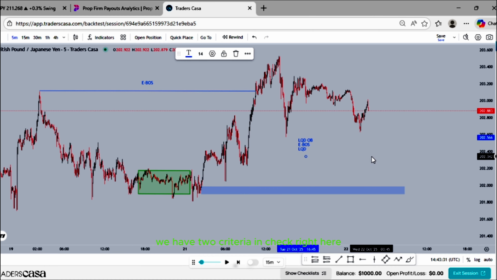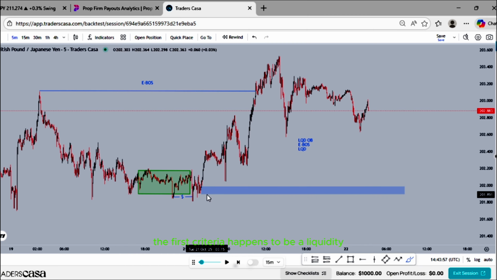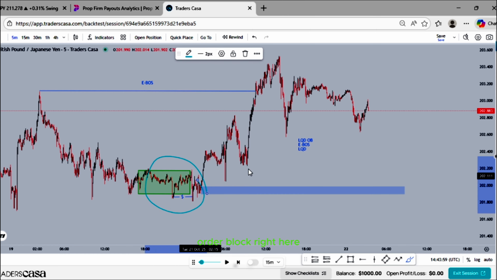We have two criteria in check right here. So now the first criteria, let me recap. The first criteria happens to be a liquidity order block right here. The second criteria is an external break of market structure.